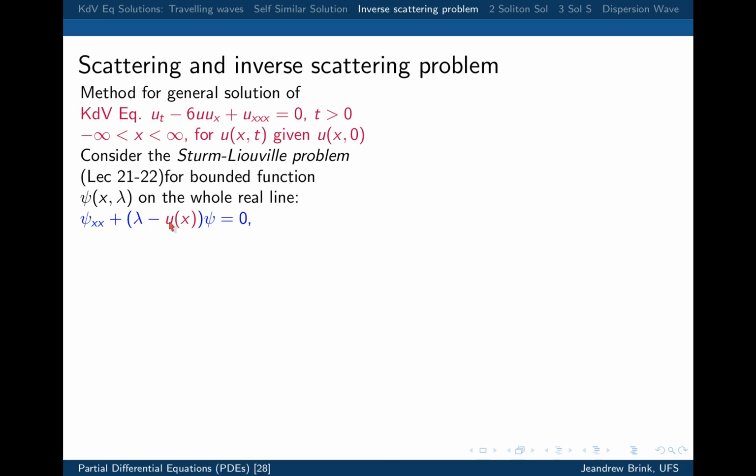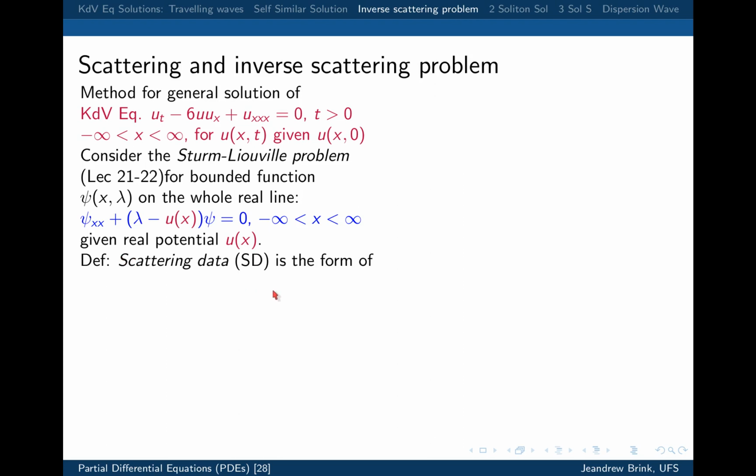So what we now want to do is consider the Sturm-Liouville problem, except that you have a potential here, u of x, that you don't know. You want to solve it on an infinite domain, and you have a real potential u. Now I'm going to define something I call the scattering data. The scattering data is what the solution behaves like at infinity, basically the form of the solution asymptotically.